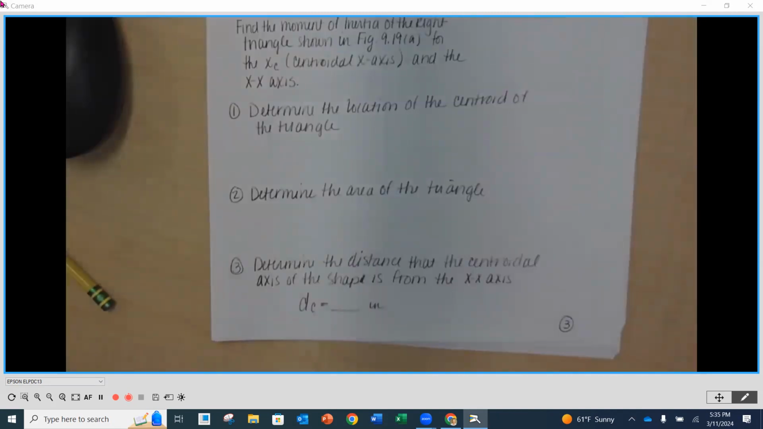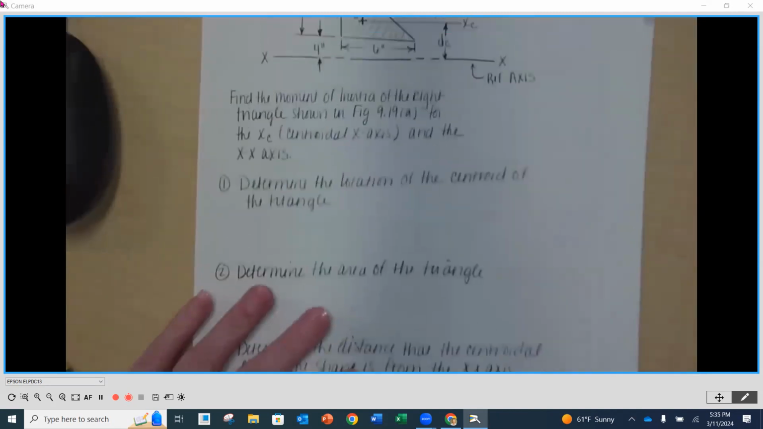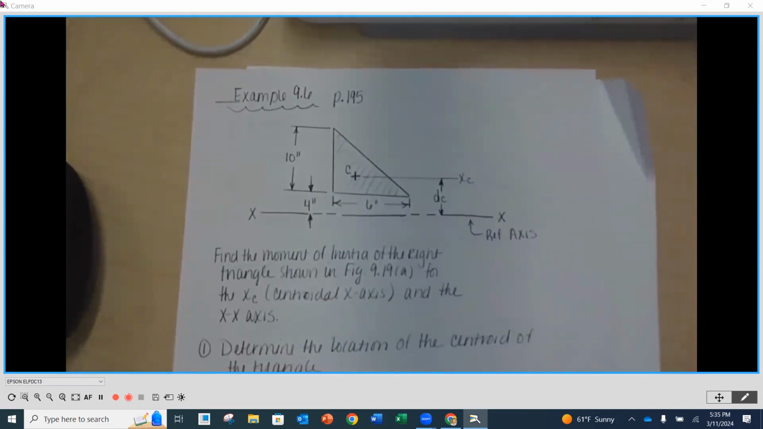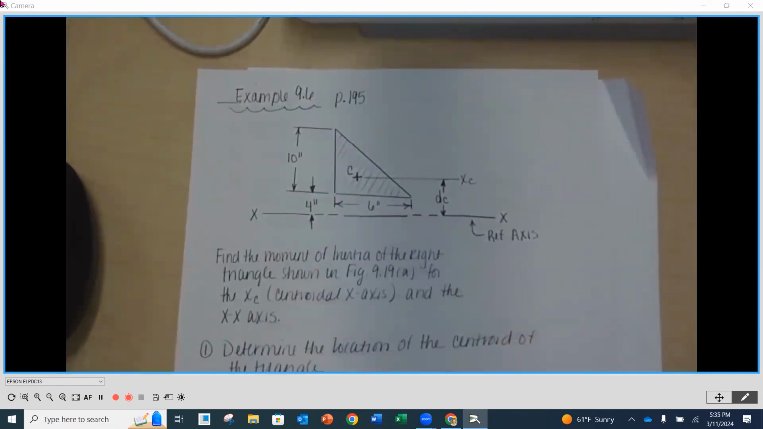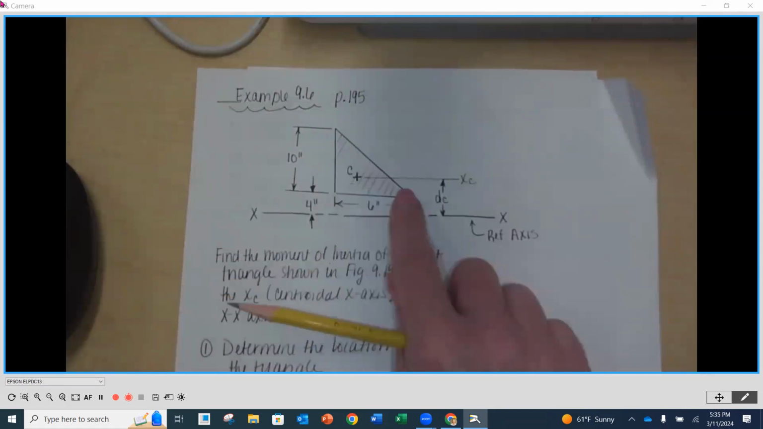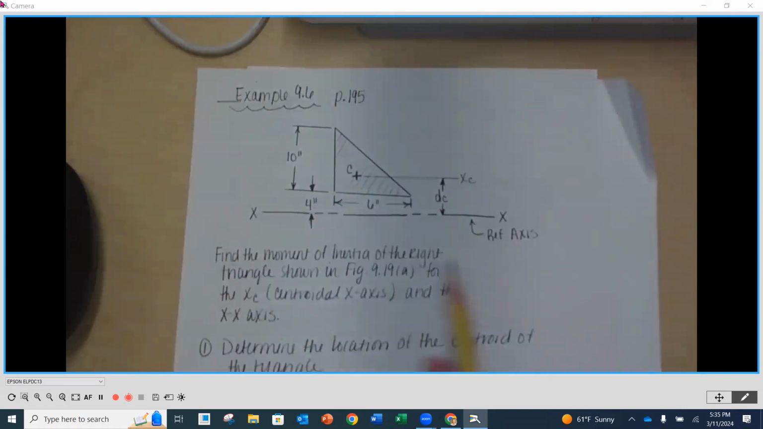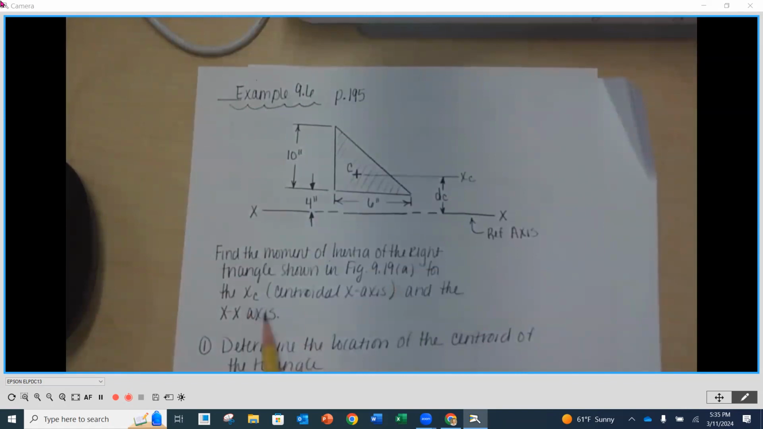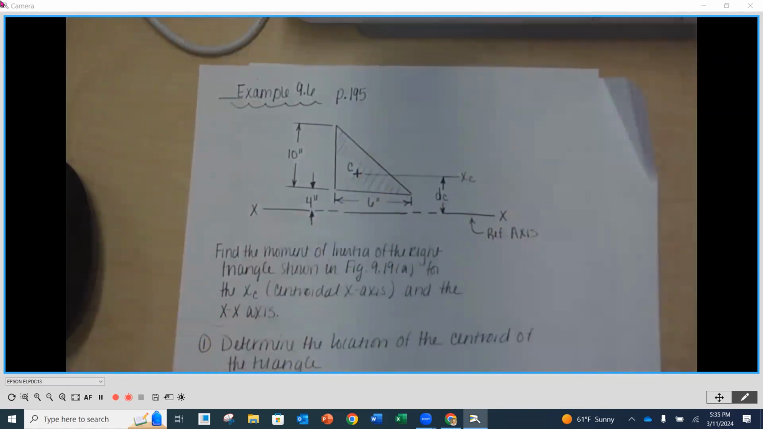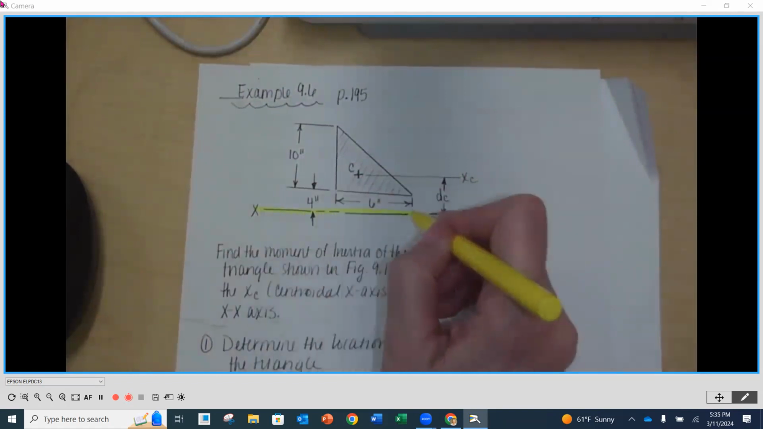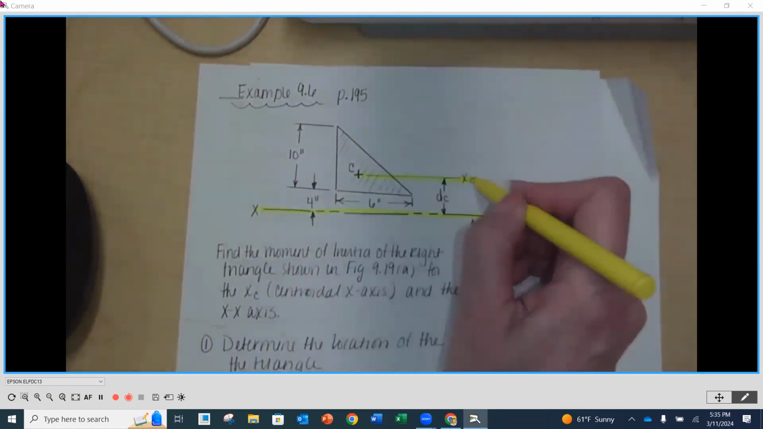Let's look at our first example. Our first example is going to be on page 195 in our handout. And I already redrew the illustration here, and I have the instructions down below. But if you wanted to open up to that page, you certainly may. It says we want to find the moment of inertia of the right triangle shown in figure 919A, which is referenced in the book, for the x centroidal axis and for the x reference axis, which is right here. So our reference axis is right here. And that x centroidal axis is right there.